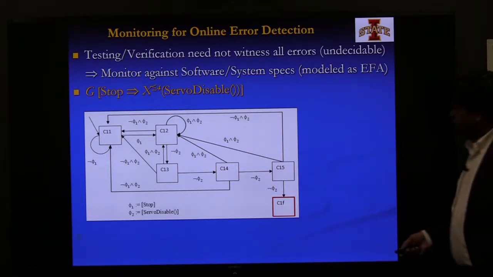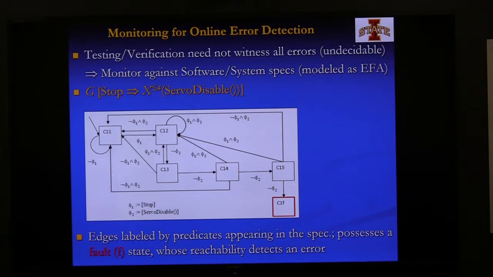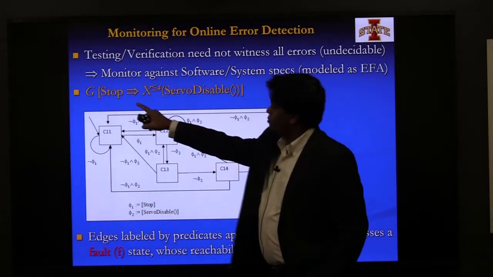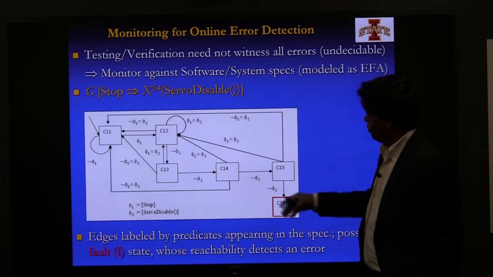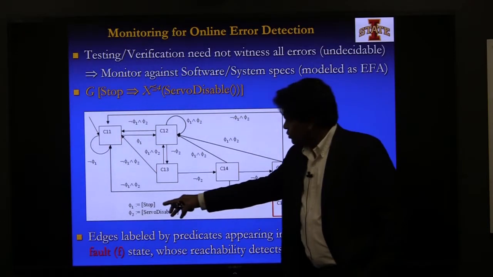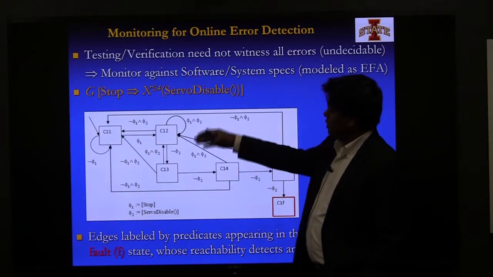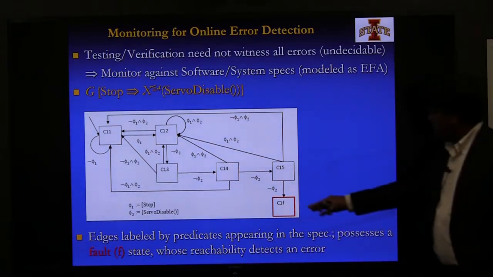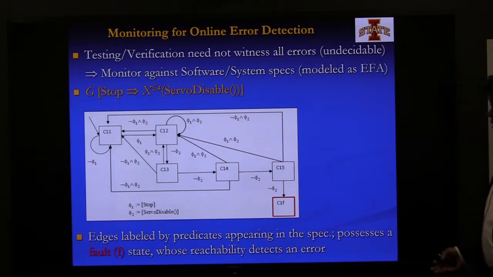And the edges will be labeled by predicates that appear here. So for example, there's a predicate servo disable and predicate stop. So that's phi1 and phi2. Basically, those two predicates and their Boolean combinations appear as guard conditions for this automata. And then we also add an extra state, which when reached corresponds to violation of that property.